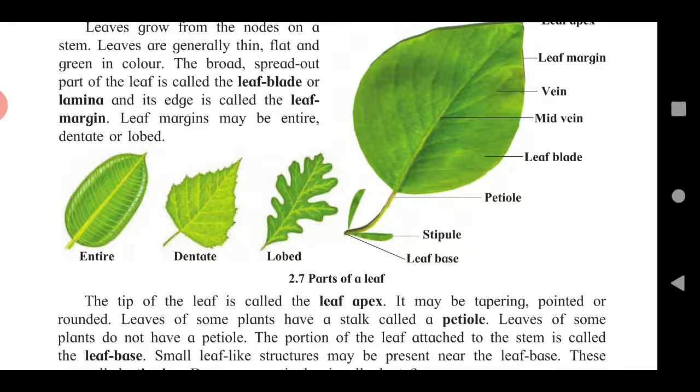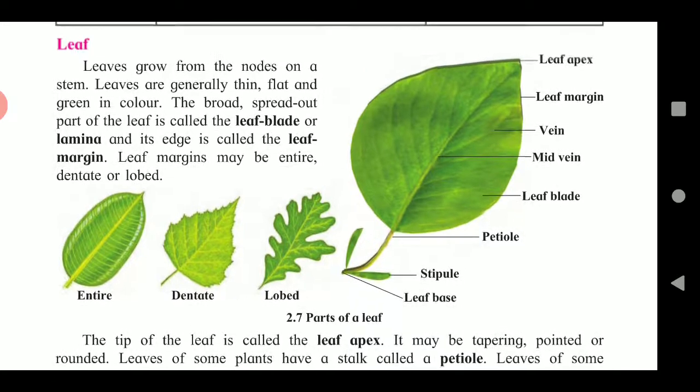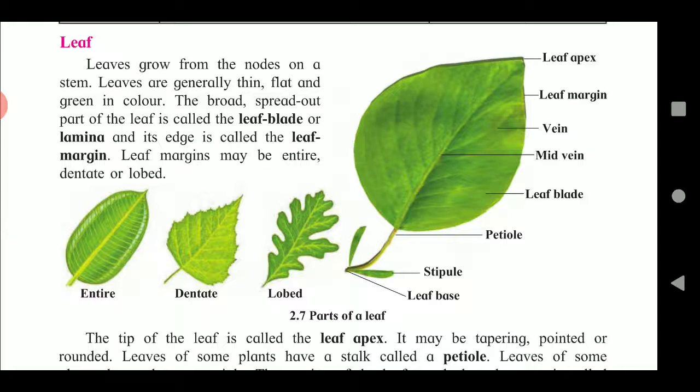Then petiole. The stalk of a leaf. Petiole means what? The stalk of a leaf. Some leaves have petioles. Some do not have petioles. Some leaves have long petioles, while some leaves have short petioles.